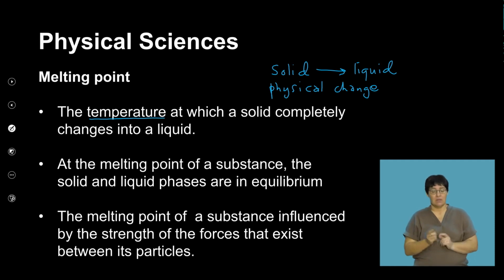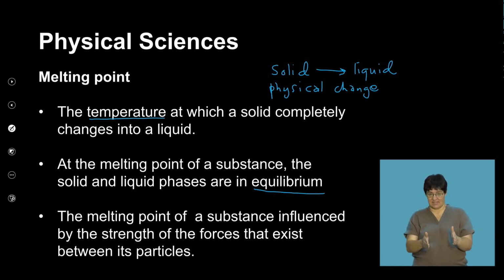At the melting point of a substance, the solid and the liquid phase are in equilibrium. What this means is that we have a solid coexisting with a liquid. So this change is in the direction from solid to liquid. When we talk about equilibrium, we talk about a state of balance. For now, let's think of it as a state of balance between the two phases.